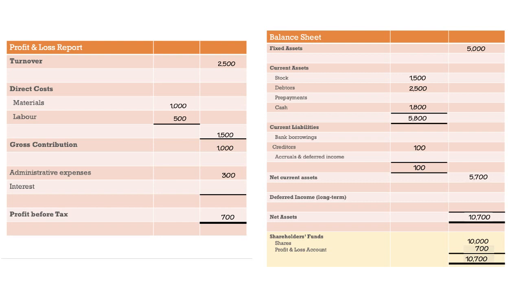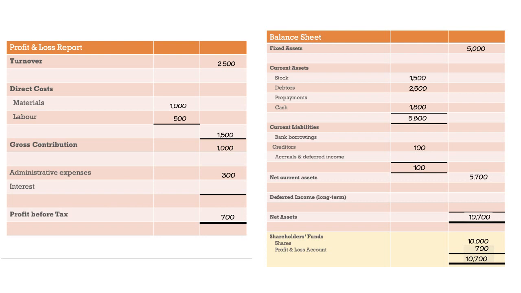This is reflected as £10,700 in the bottom half, and the £10,700 in the top half is represented by £5,000 worth of fixed assets, £1,500 worth of stock, £2,500 of debtors, £1,800 left in cash at the bank, and a creditor of £100, giving the net amount of £10,700.